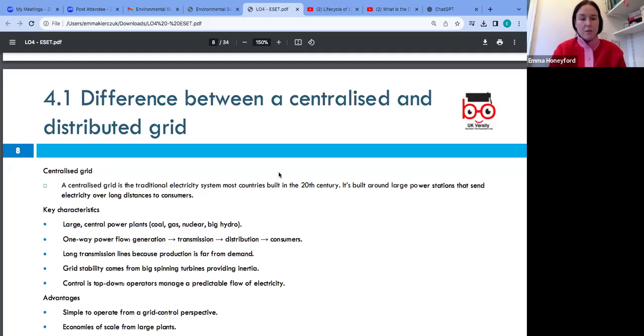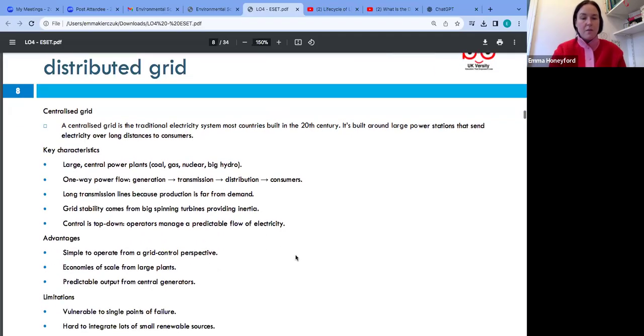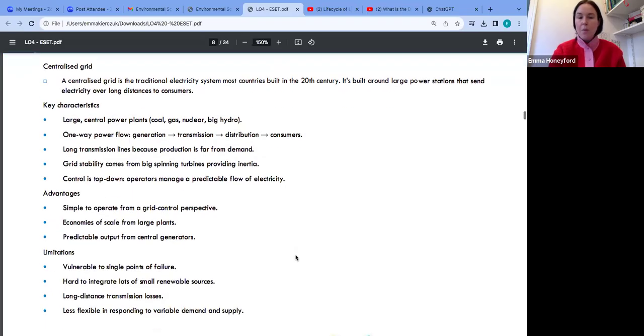Grid stability comes from big spinning turbines providing inertia. Control is top down. Operators manage a predictable flow of electricity. So there have been massive advantages of this. It's simple to operate from a grid control perspective, with economies of scale from large plants and predictable output from central generators. Although there are many limitations, we are vulnerable just solely using a centralised grid, because it's a single point of failure. If something goes wrong, it affects the whole chain.